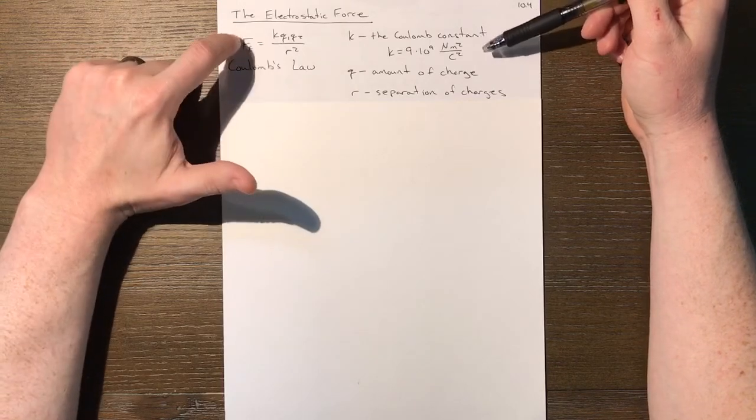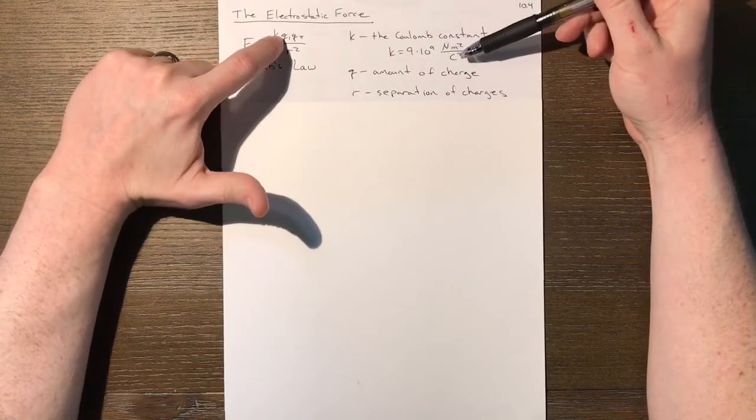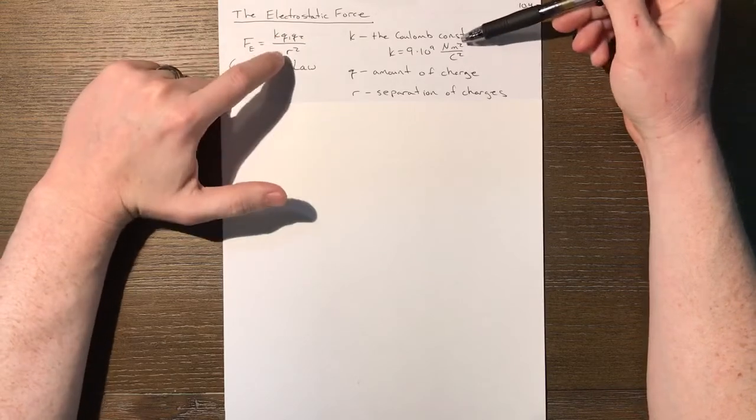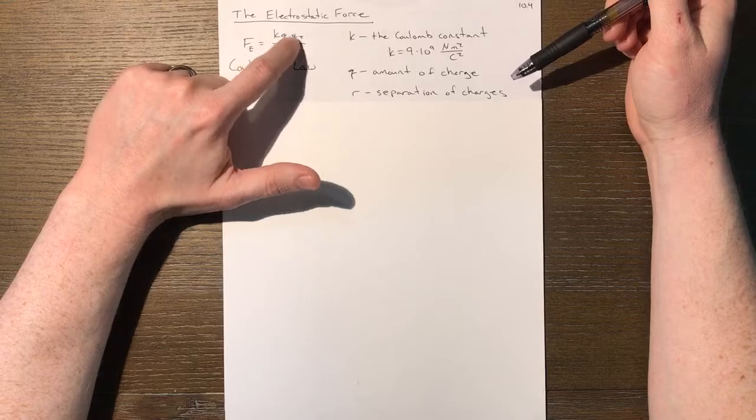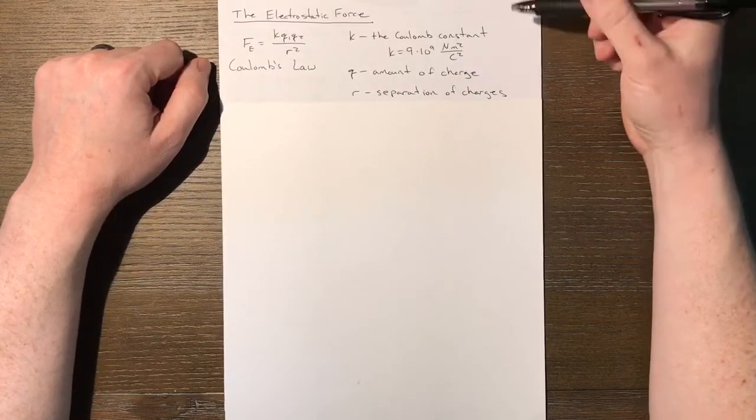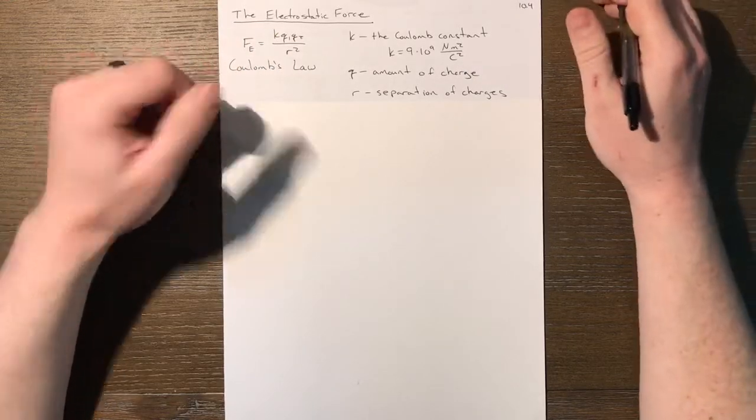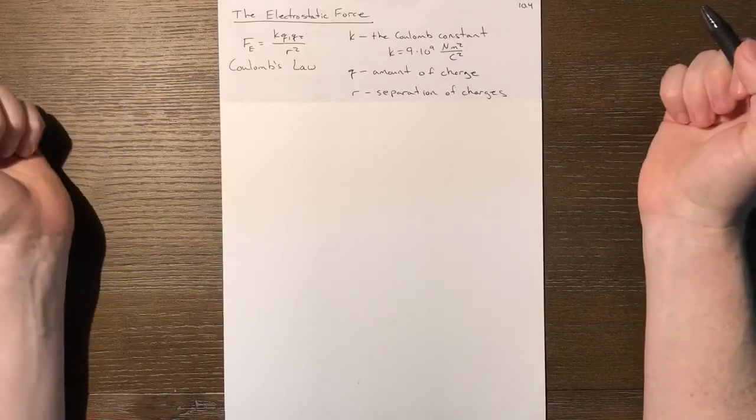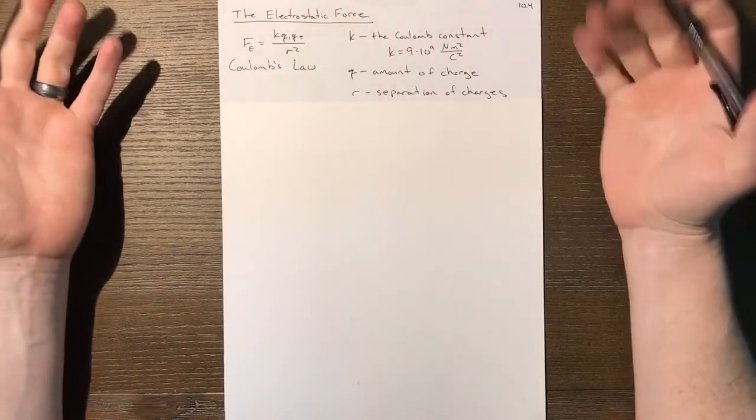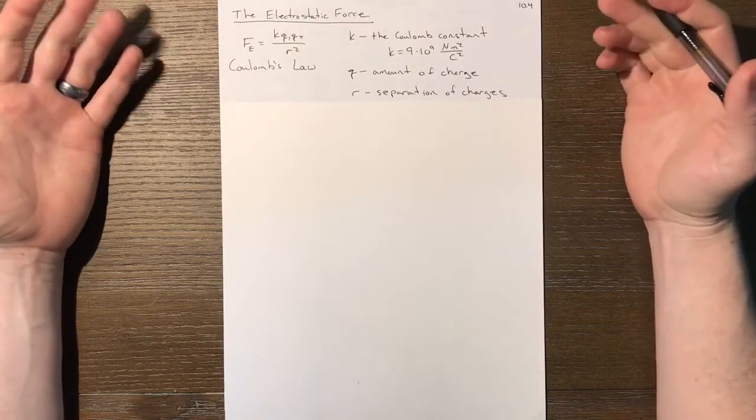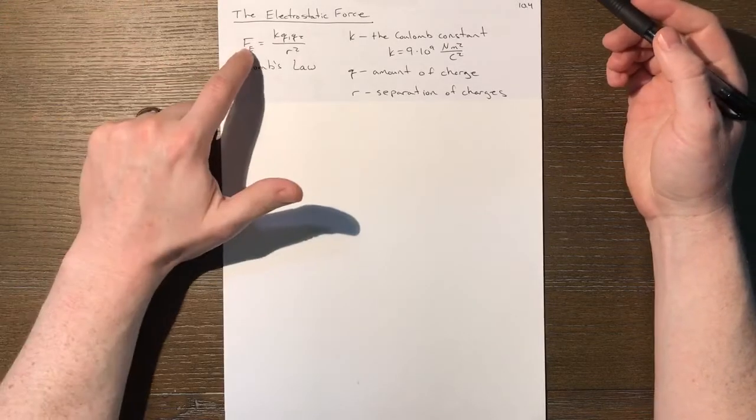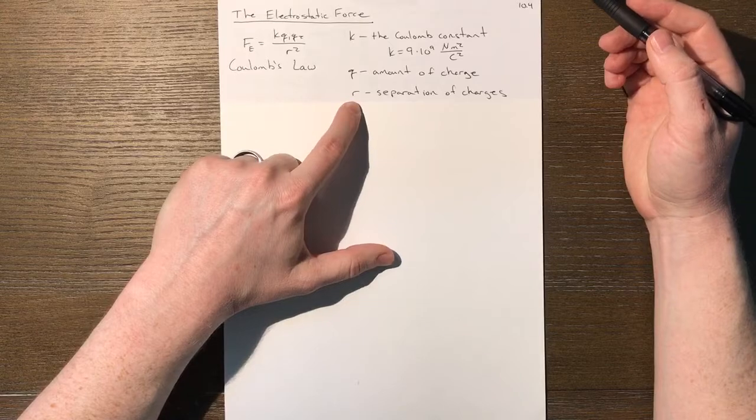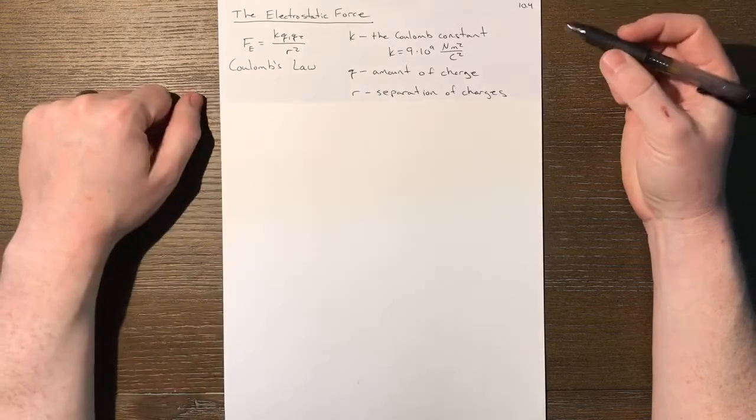It is set up to give us newtons that cancel with the coulombs from the charges and the meters squared from the R squared. Those Q's, Q1 and Q2, that is amount of charge. So you have two amounts of charge. They either push or pull on each other depending on if they're opposite charges or like charges. And the amount of the force also depends on the separation of the charges.